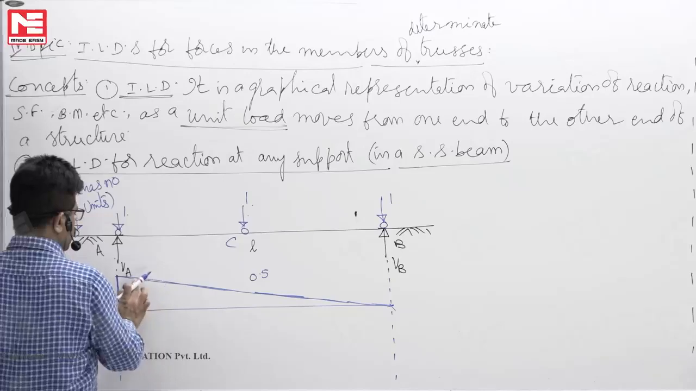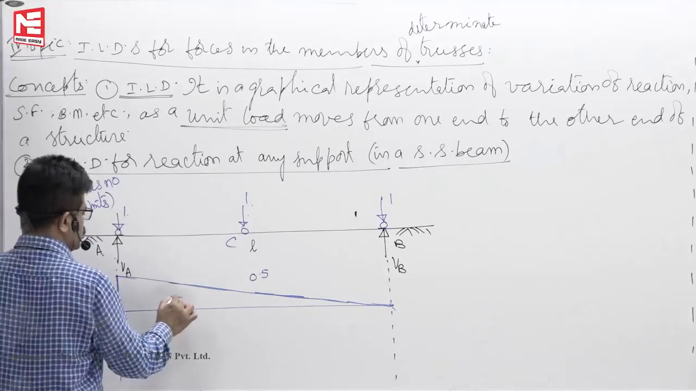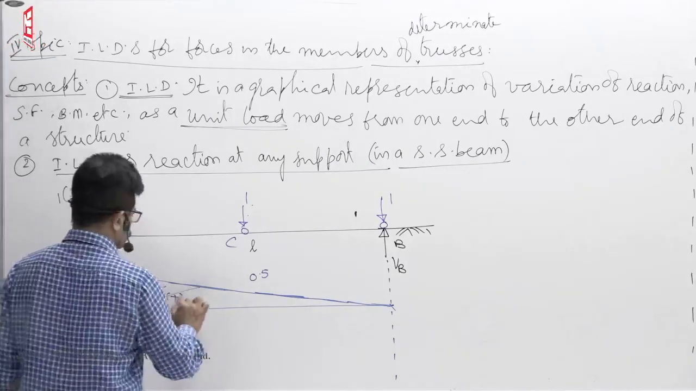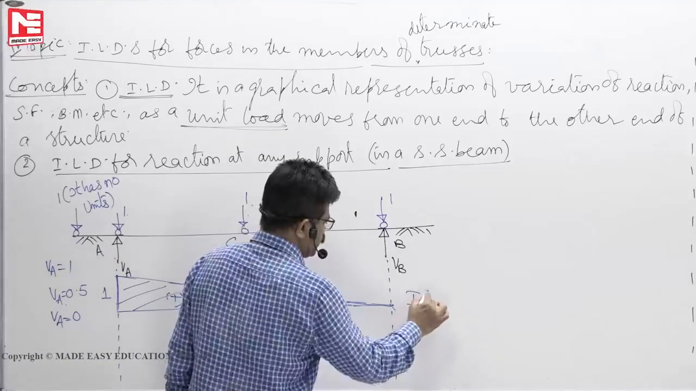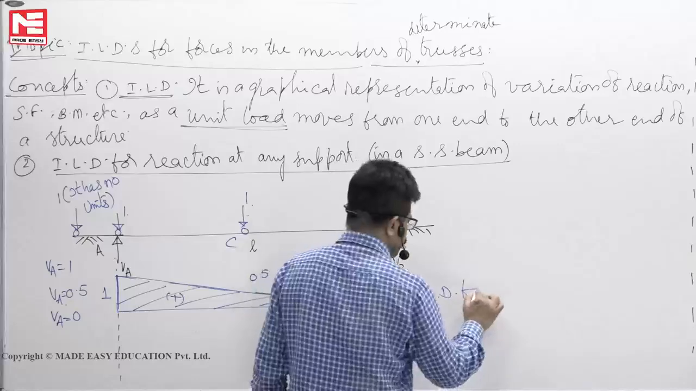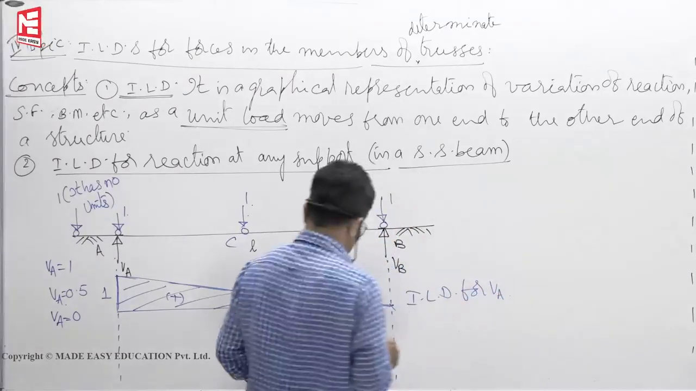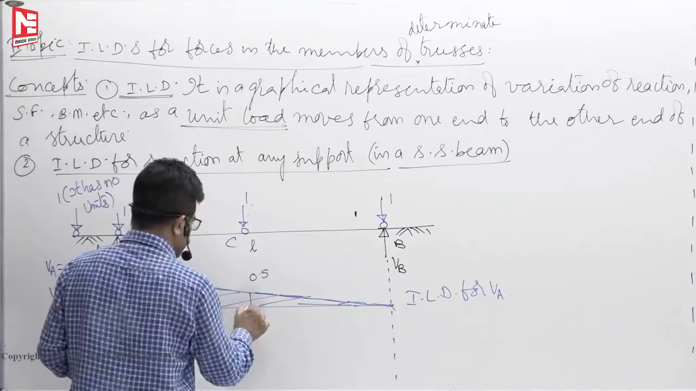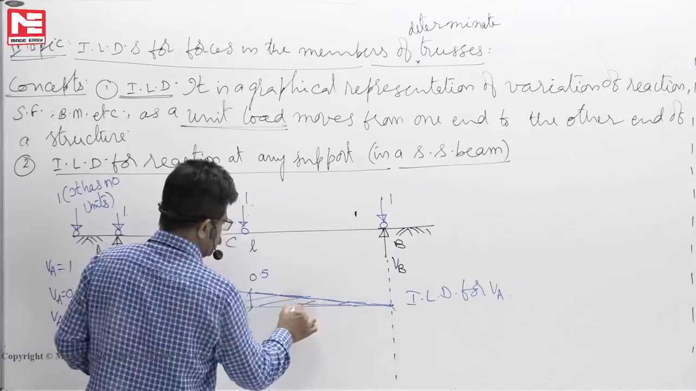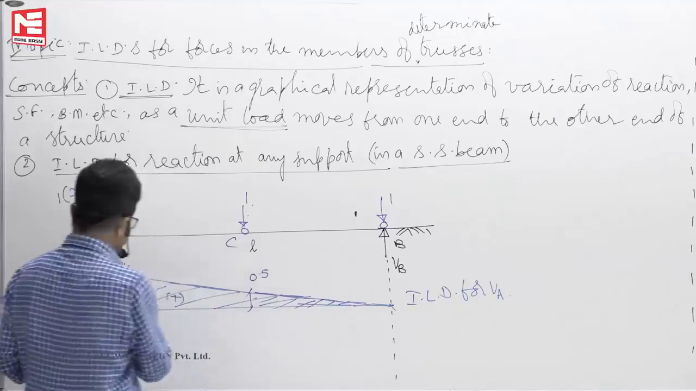So it is a straight line, linear variation. This is the influence line diagram for VA. For the sake of illustration, this is how it influences. This ordinate here is 0.5, the ordinate here is 0, and here the ordinate is 1.